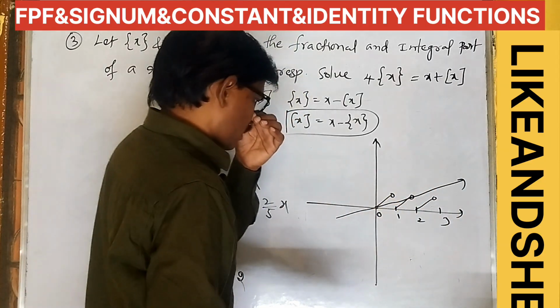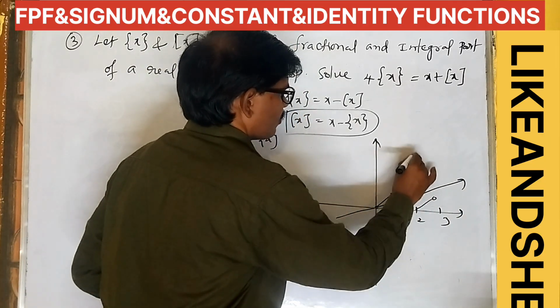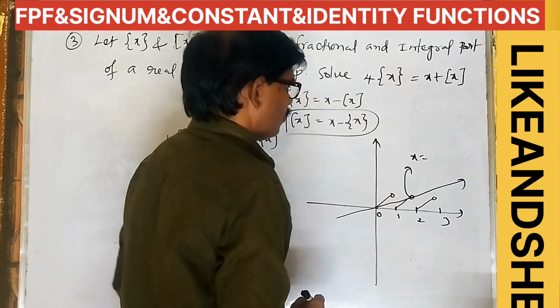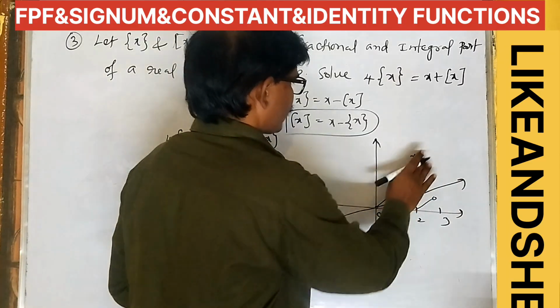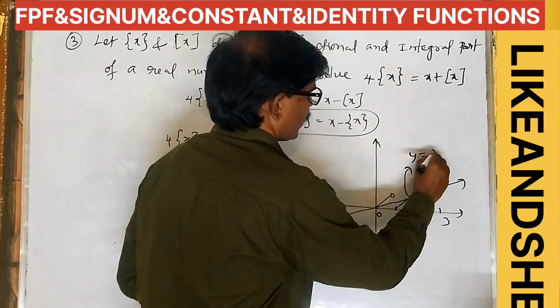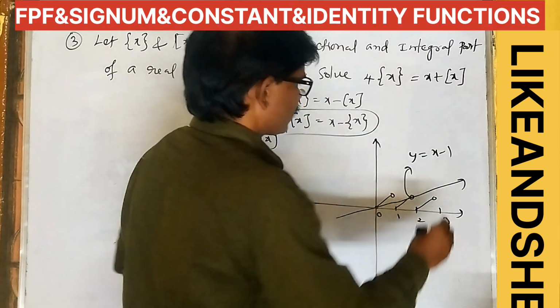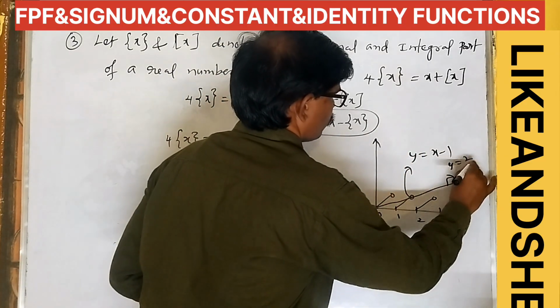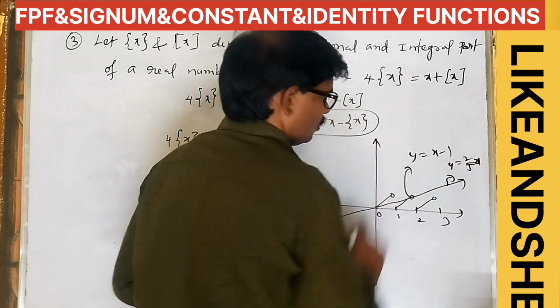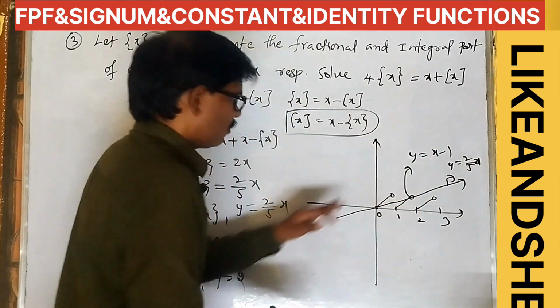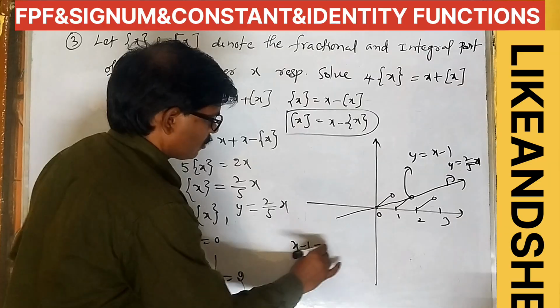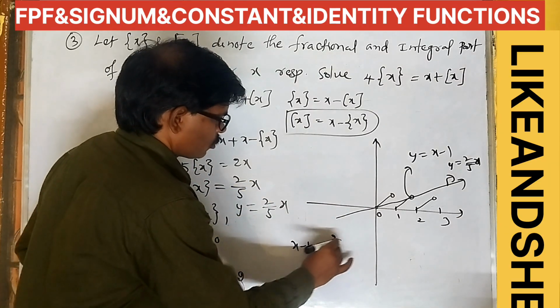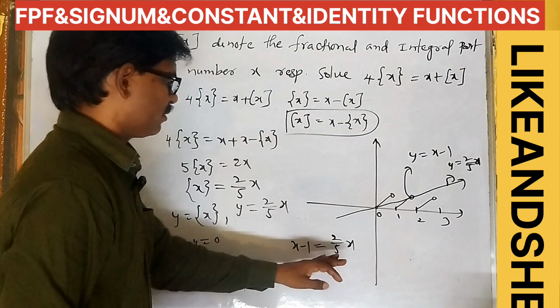Okay, what is the value of this one? This line is y = x minus 1. And what is the other equation? y = 2/5 times x. Both are equal, which means x minus 1 equals 2/5 times x.